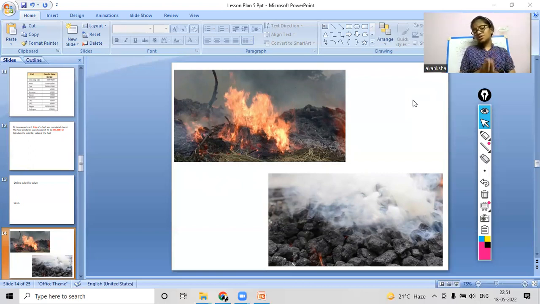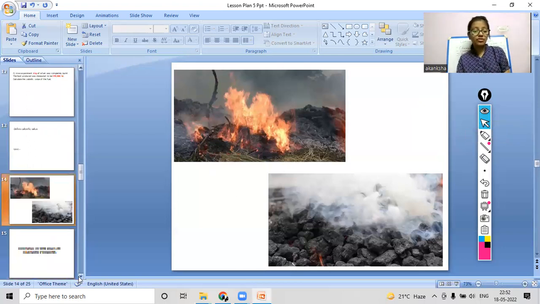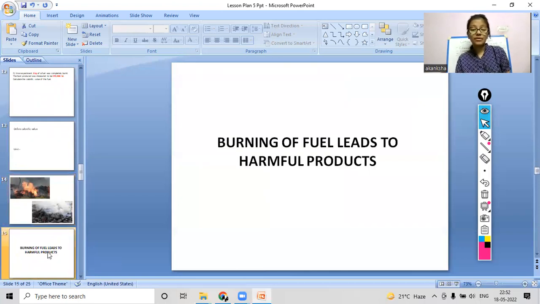So according to you, which is causing more pollution here, the above picture or the below one, the coal one? The coal is producing more smoke, so I think the coal. If you all answered it correctly, the coal is producing much more pollution, right? Now we will move on ahead and see what we are about to study. The burning of fuel leads to harmful products. Now we will see some of the harmful products that we get after burning the fuel.